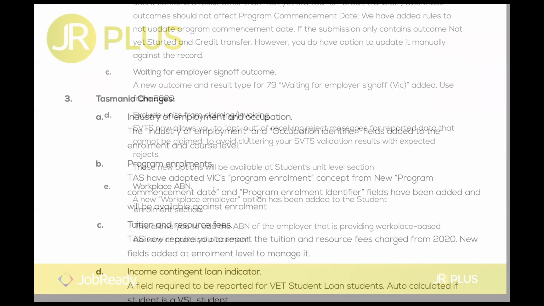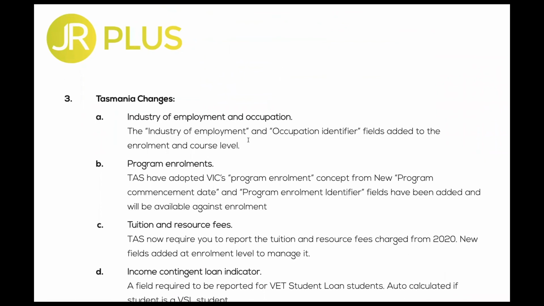Let's move on to TAS changes. Again, a lot of these changes that TAS have implemented are influenced by already existing fields in Victoria. For example, industry of employment and occupation, there are a couple of new fields that have been added to the enrollment. And they're also going to be exposed at the course level to easily allow you to manage these fields as needed.